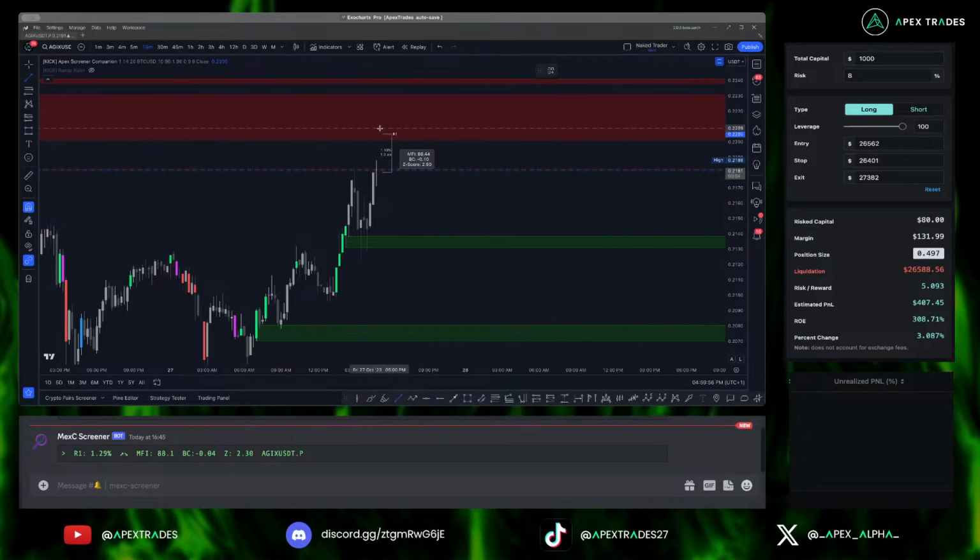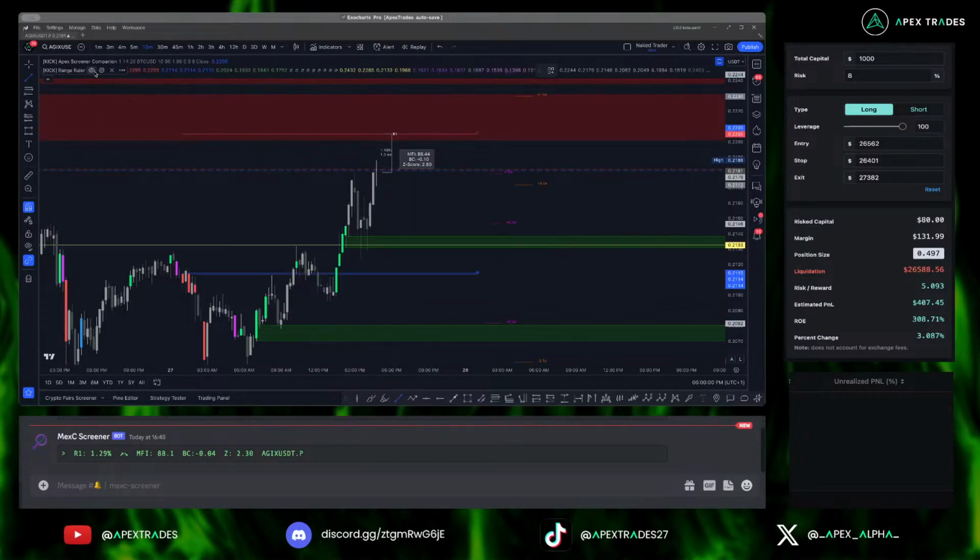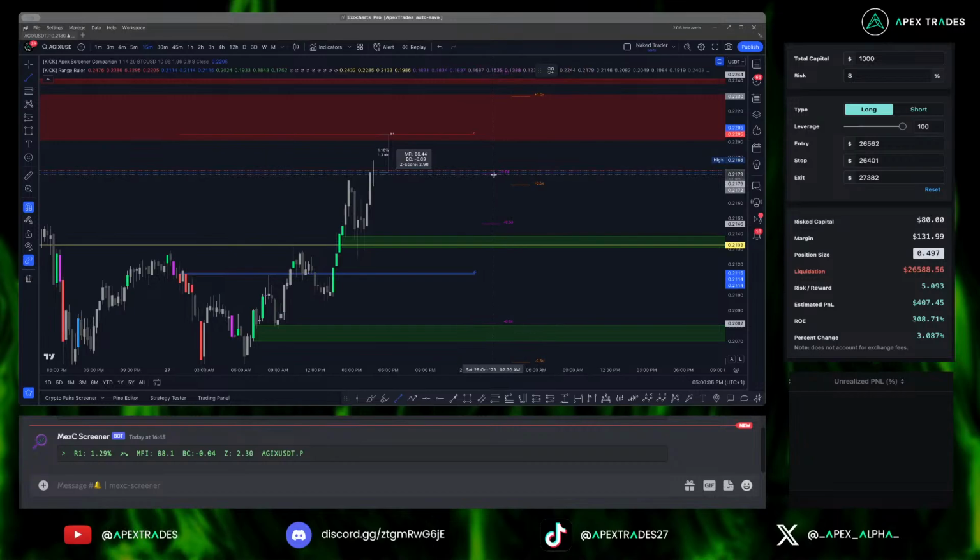Number one, we've got the R1 pivot point on the companion indicator, and you can see that the R1 there is from the range ruler. You can also see that it's more than one standard deviation, without getting technical, for high volatility. So we measure 20 days' worth of volatility for a particular token, and we map out what the standard range is.